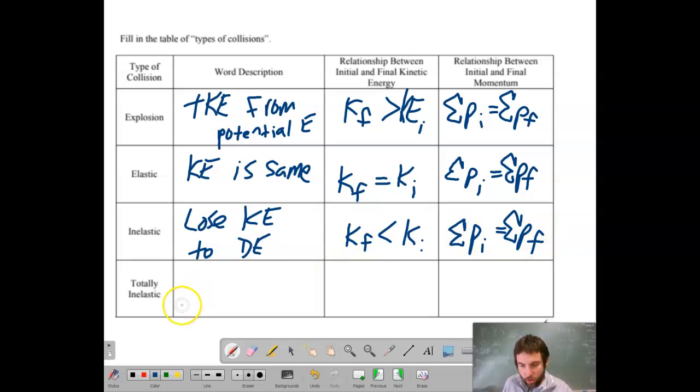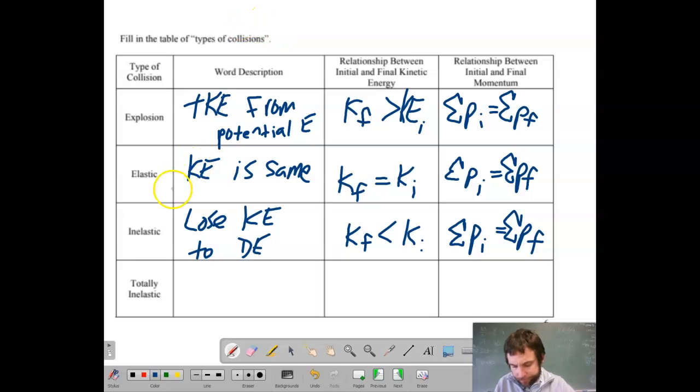Totally inelastic. So for these, this is the perfectly inelastic, totally inelastic, sticky collision. This is when you have two objects and they stick together. So it's the reverse of the explosion, right? With the explosion, you started off with one mass and it spread out into multiple masses. With this one, you start with multiple masses and then you end up with just one mass.